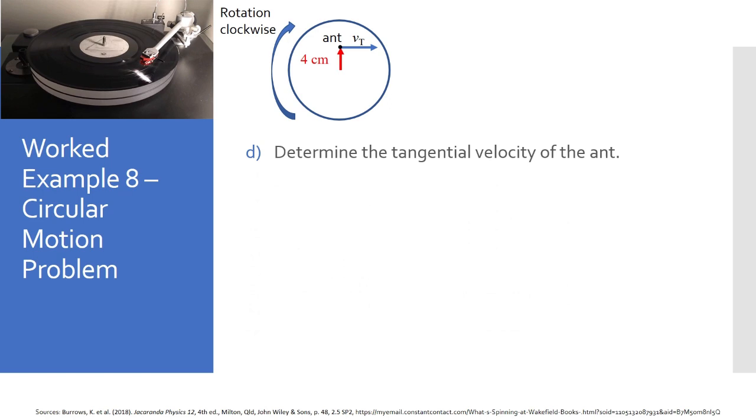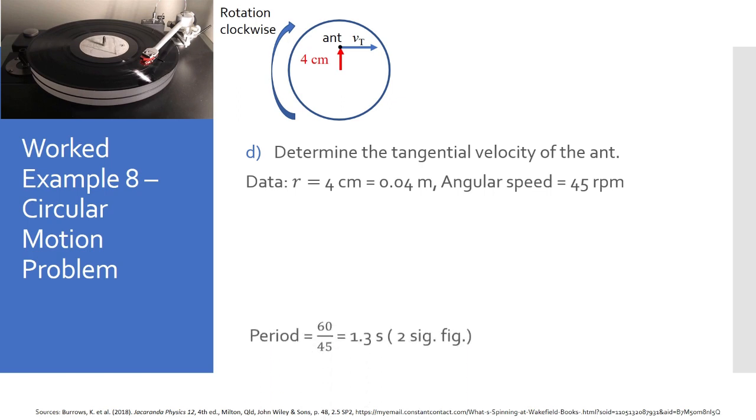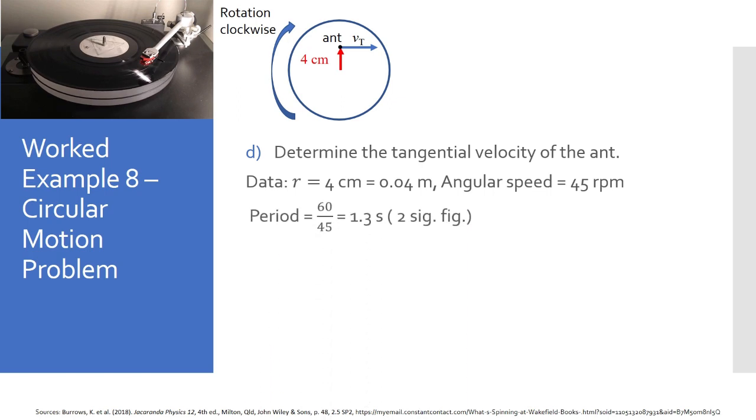determine the tangential velocity of the ant. Again, the data we have r is 4 centimeters or 0.04 meters, converting to SI units, and the angular speed is 45 RPM. The period, in other words, the time it takes to do one revolution, is 60 divided by 45, which is 1.3 seconds, correct to two significant figures. The formula we use, v equals 2 pi r on T, capital T standing for the period.